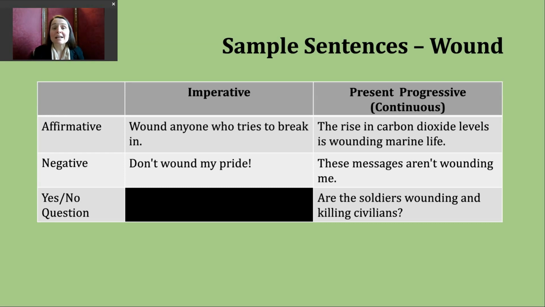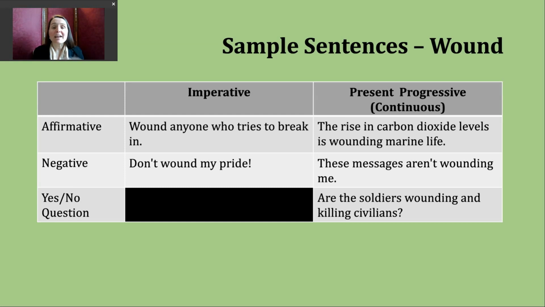Finally, you can ask a yes or no question in the present progressive. To do this, we're going to start with a present form of be. Then we're going to have our subject, and we want that form of be and our subject to agree. Then we're going to use the ing form of the verb. Here's another example. Are the soldiers wounding and killing civilians?